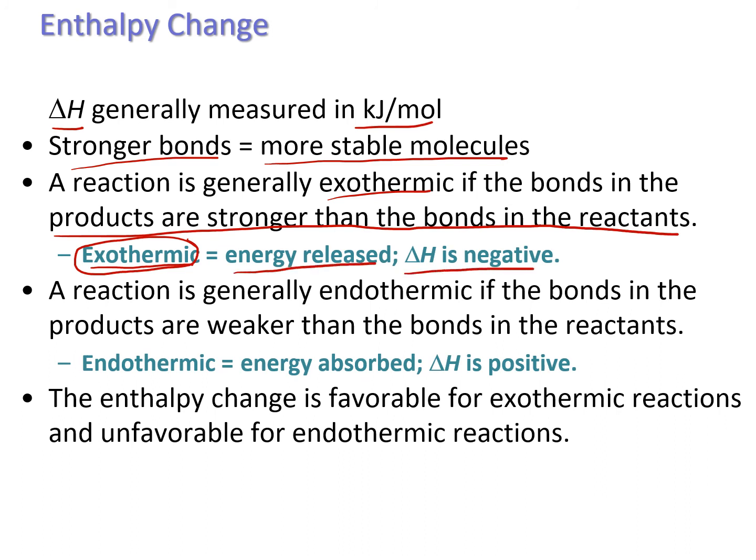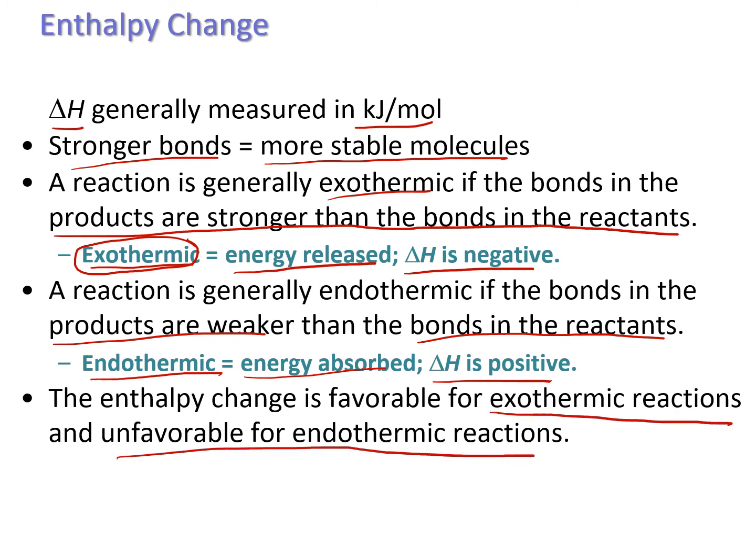When a reaction is endothermic, the bonds of the products are weaker, so it's going to require a lot of energy to break those reactant bonds in order to form those bonds in the products. So overall, you'll get an endothermic reaction. Energy is absorbed, delta H is positive. The enthalpy change is favorable for exothermic reactions, unfavorable for endothermic reactions. It's favorable for exothermic because you're overall releasing more energy, which contributes to spontaneity.